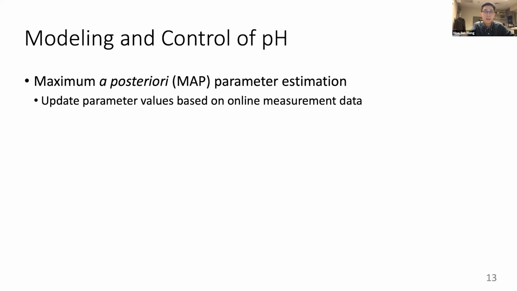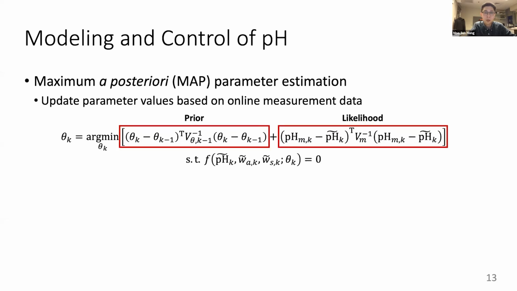And the uncertainties that may exist in the pH model were handled by the maximum a posteriori (MAP) estimation. What this does is update the parameter values based on the online measurement data. The MAP estimation was formulated as a constrained minimization problem at each of the time points, and it takes into account the prior information of the parameters and the current data to provide improved estimates of the parameters at each of the time points.